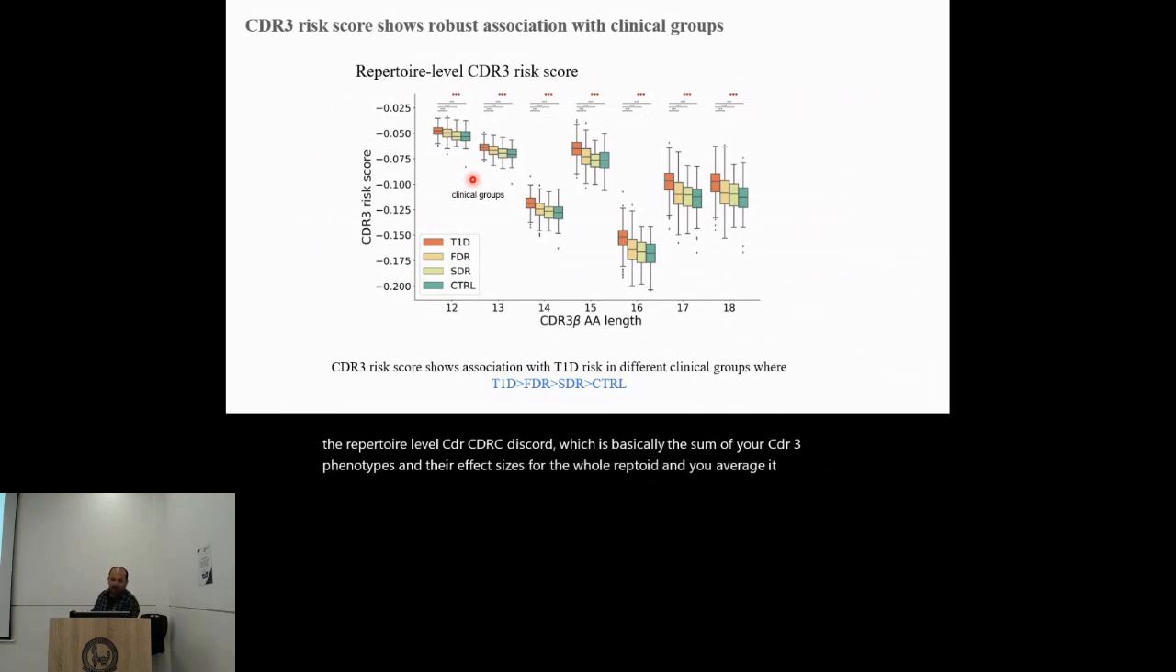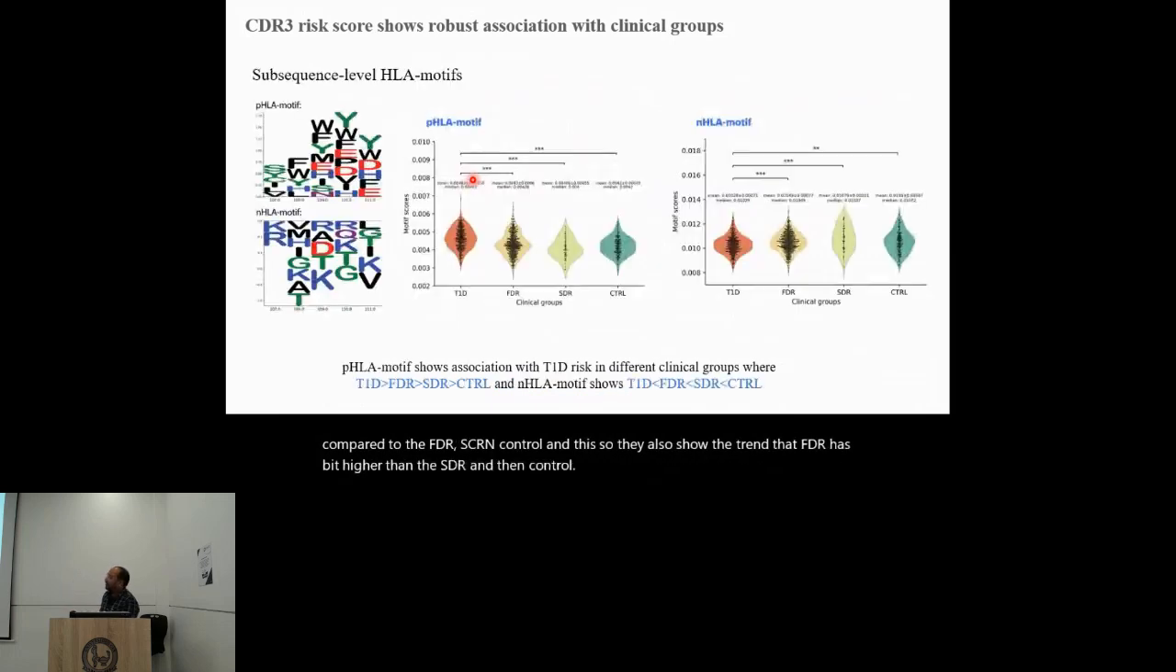You see that type 1 diabetes always shows a higher CDR3 risk score based on the repertoire compared to the FDR, SDR, and control. They also show the trend that FDR is a bit higher than SDR and then control. And this is the repertoire level.